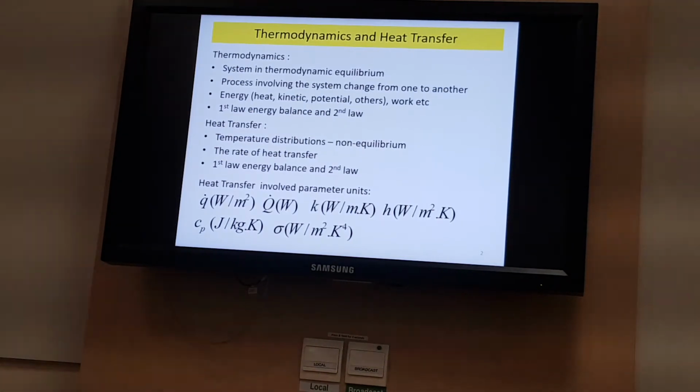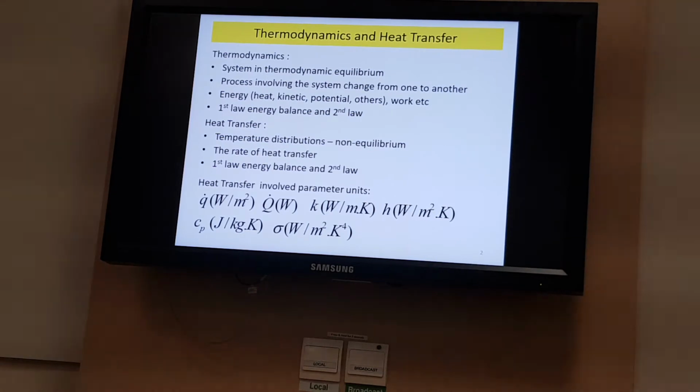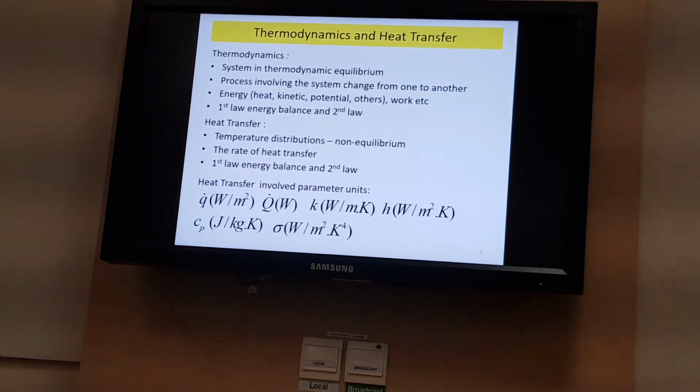Of course, they are actually similar. They both obey the first law of thermodynamics and the second law of thermodynamics. The first law tells us the conservation of energy, right? You cannot create it, and it cannot be eliminated. It can only convert from one form to another form, or transfer from one place to another place, right? The second law shows the direction of the transfer, right?